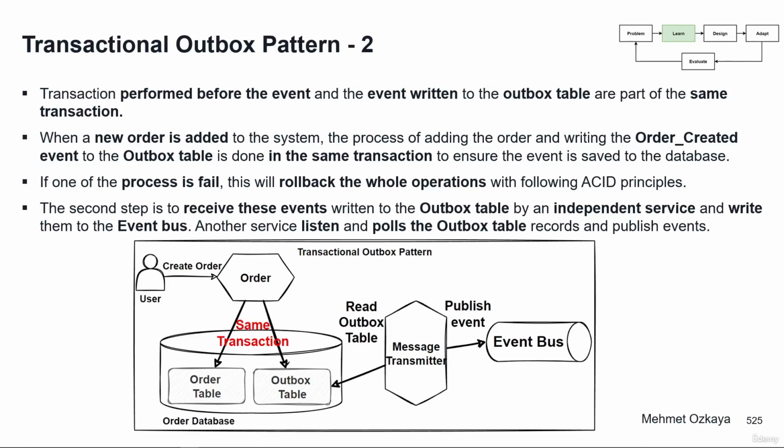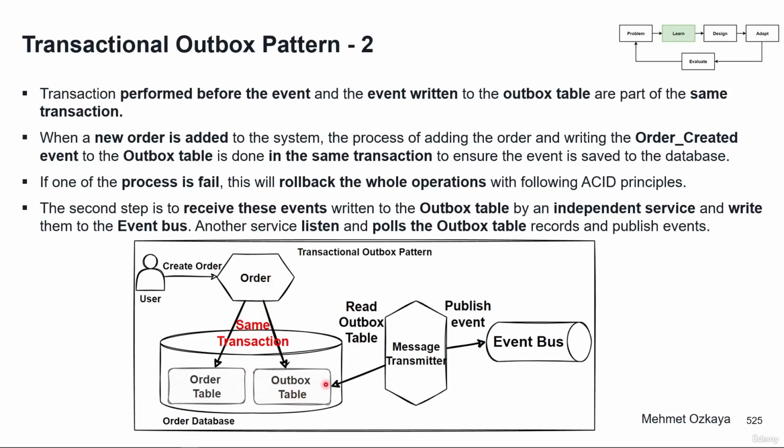You can see the image on the slide. This is an example of creating an order: creating a new order record in the order table, and creating a new order created event in the outbox table. These save operations are performed in the same transaction. If one of the processes fails, it will roll back the whole transaction, following the ACID principles.